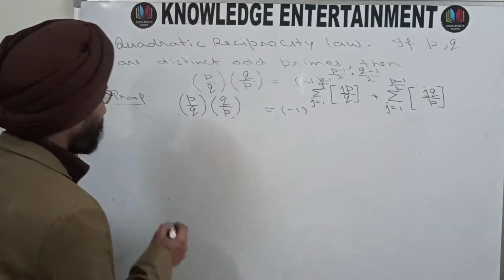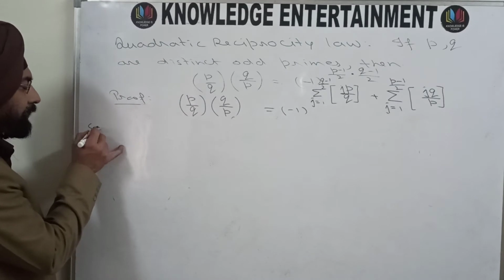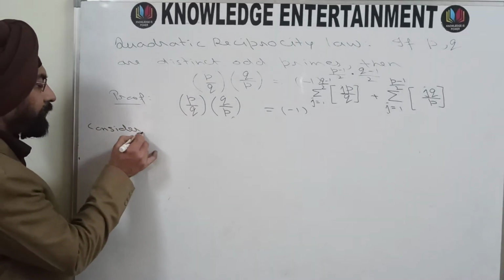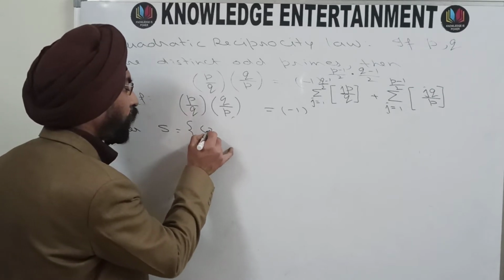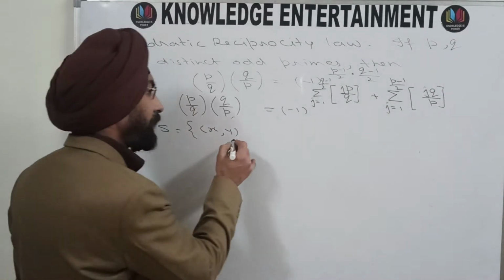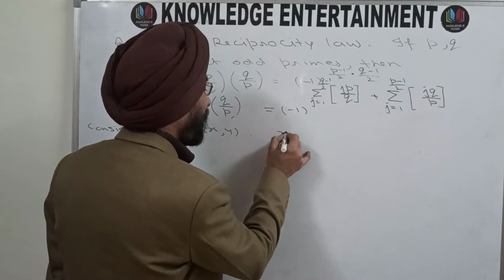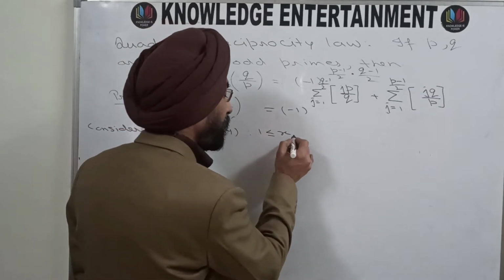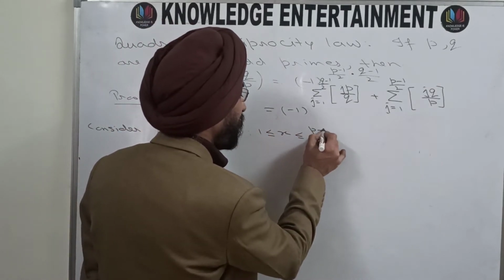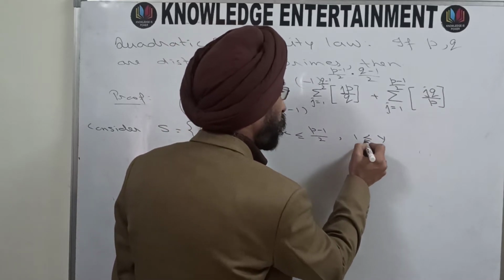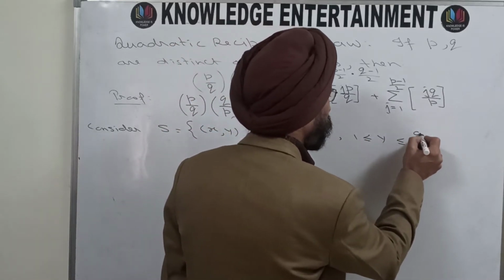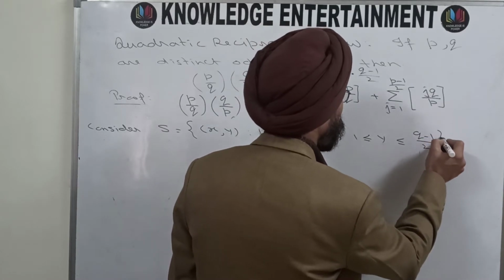So for that, consider this set. Consider the set S of all the doublets, all the ordered pairs (x, y), where x is greater than or equal to 1 but less than or equal to p minus 1 by 2, and y is greater than or equal to 1 and less than or equal to q minus 1 by 2.